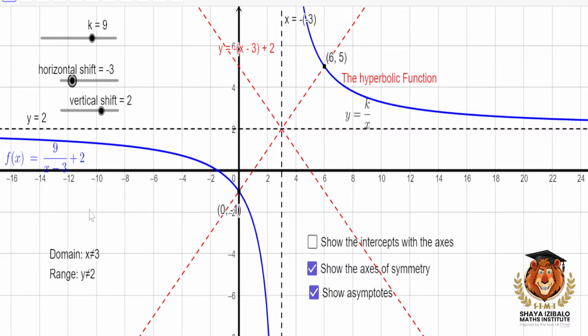So in other words, they're going to go through that point (3, 2). One's got a gradient of 1, one's got a gradient of -1. Okay, right, we'll come back to that.